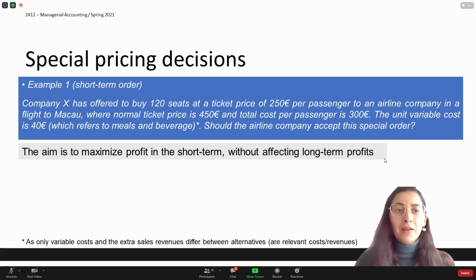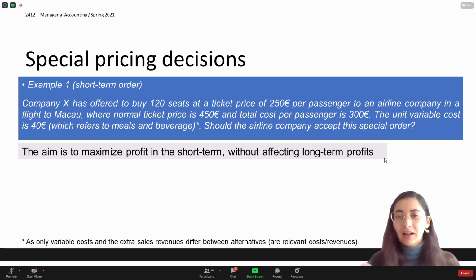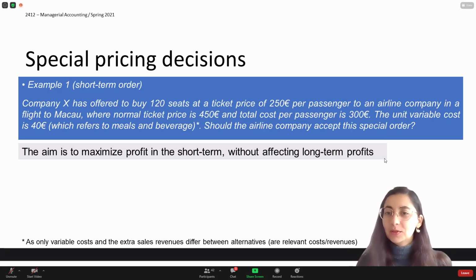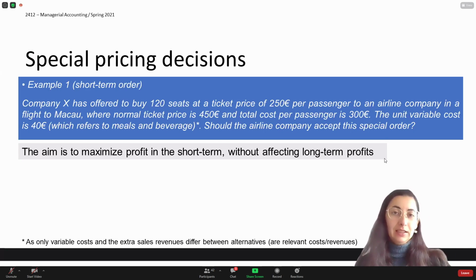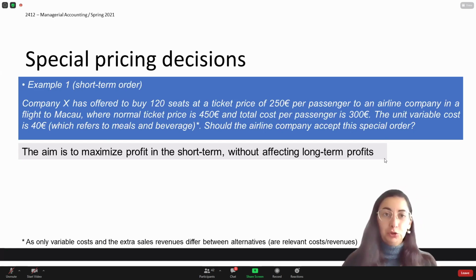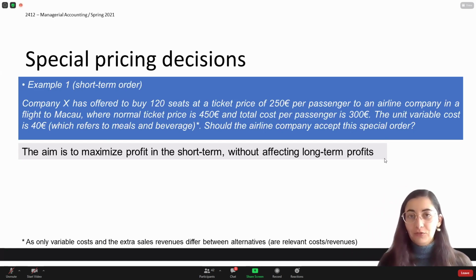Okay, so this is the point. I see also here on the chat some people say that no, they should not accept. So what does the company have to look at here? For the company that has this option to sell, they have to consider capacity. We have the flight to Macau. If we can sell the tickets at 450, we should do that. We should not sell them at 250, obviously.